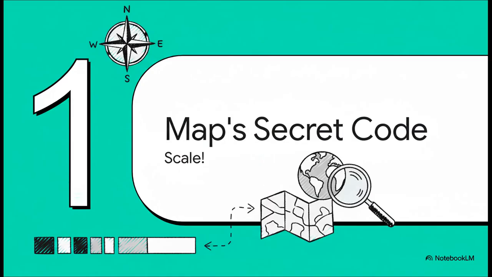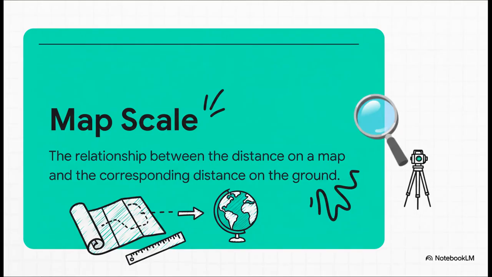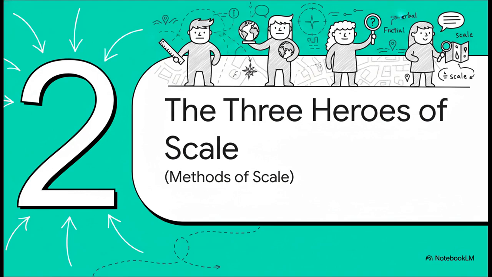So, let's dive deep into this secret code. The scale is probably the single most important thing on any map. It's the key that unlocks all the real information the map is trying to tell you. So, what exactly is a scale? Well, in the simplest words, it's just a ratio. It's the connection between a distance you measure on the map, let's say with your ruler, and the actual distance on the real ground. Map distance versus ground distance. That's it. Simple, right?